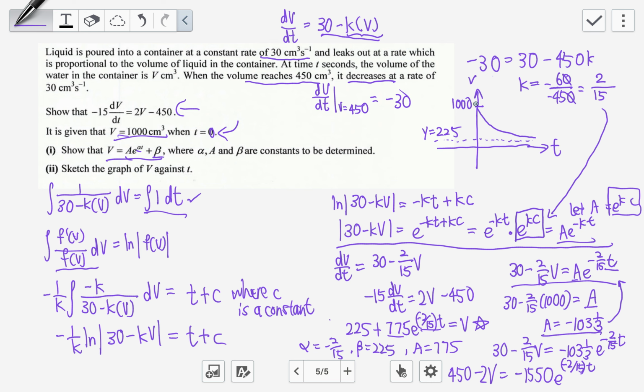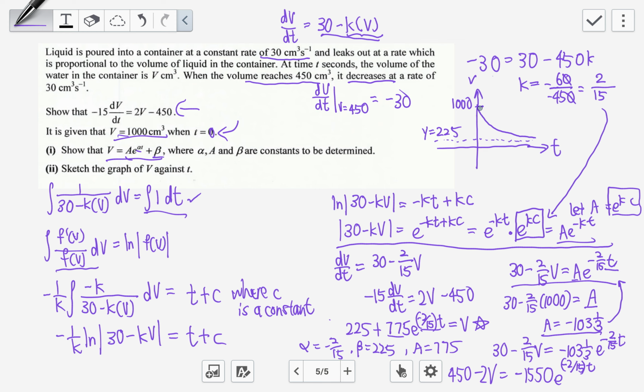It decreases until it reaches the volume of 225. So this will be the graph. Just plotting into the graphic calculator is not enough. You need to be a bit analytical as well to know that there's no negative part of time, so you don't draw this part of the graph.